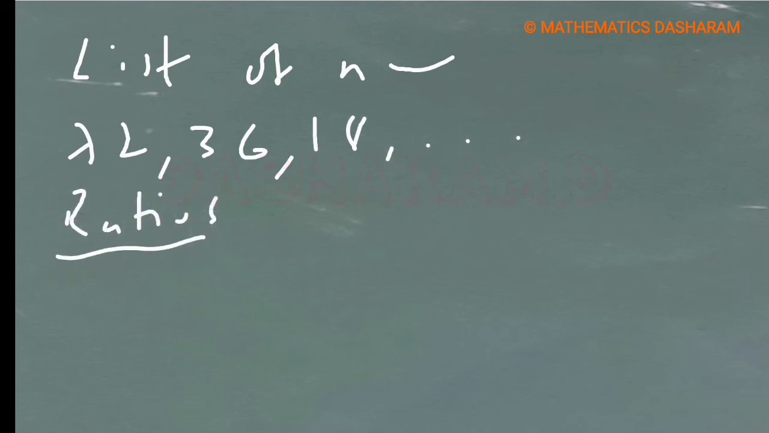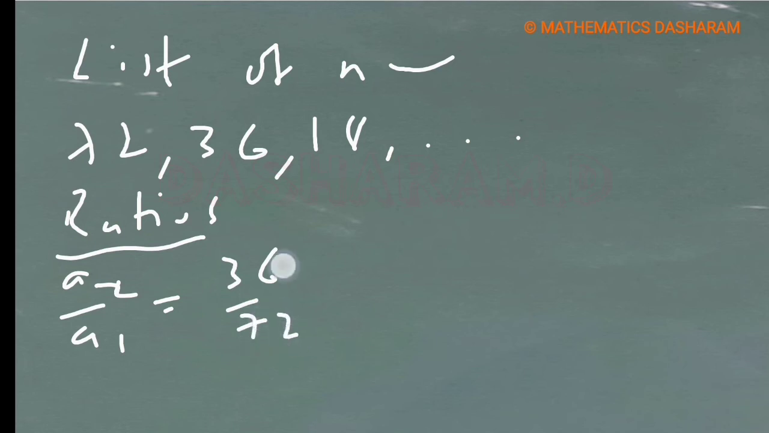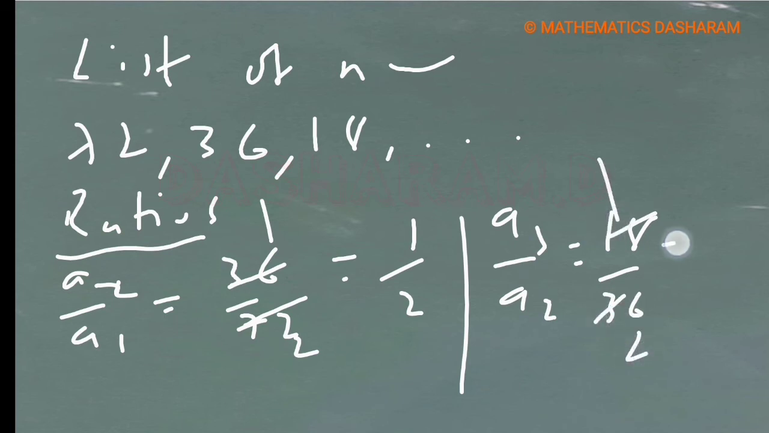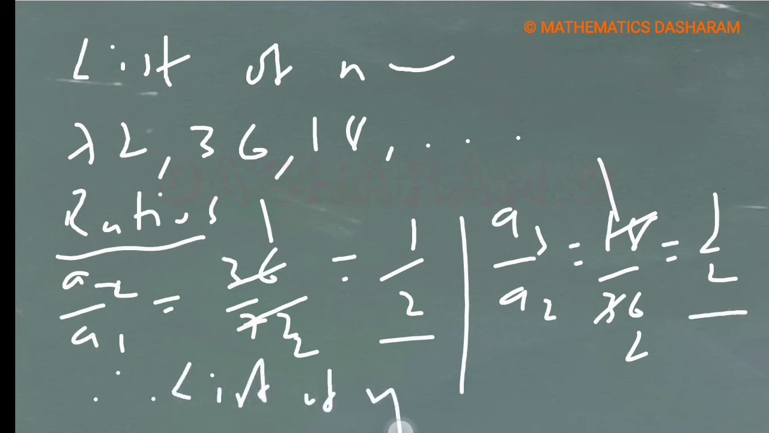First ratio is A2 divided by A1. So what is the A2 value? 36 by 72. 36 ones are 36, 36 twos are 72, so 1 by 2. Next, second ratio A3 divided by A2. A3 value 18 by 36. 18 ones are 18, 18 twos are 36, it is also 1 by 2. So here we got the same answer at two places. So definitely the list of numbers are in geometric progression.